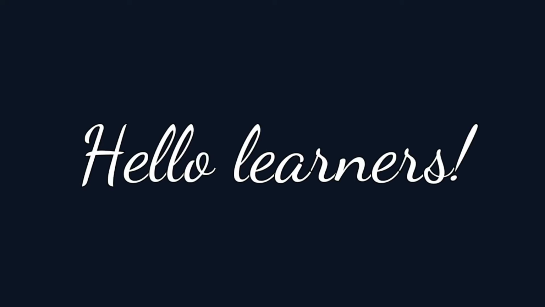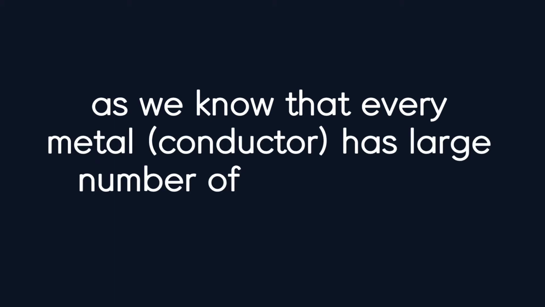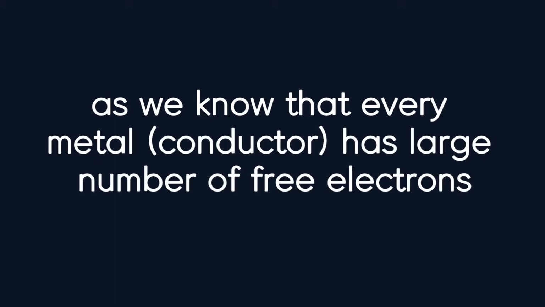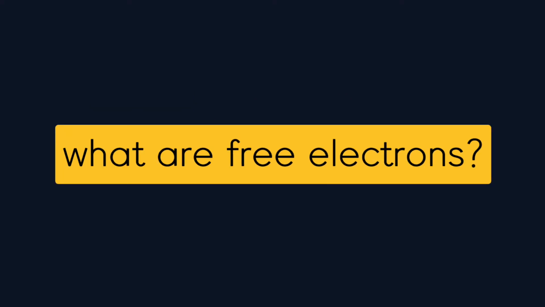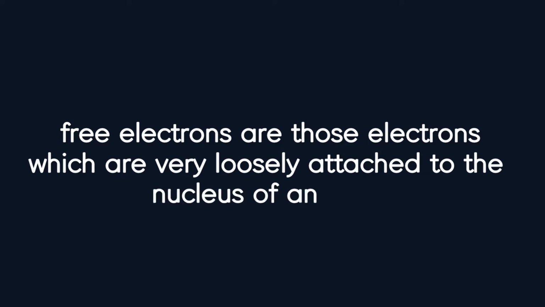Hello learners, today we will be discussing how current conduction happens in metal conductors. As we know, every metal conductor has a large number of free electrons. What are free electrons? Free electrons are those electrons which are very loosely attached to the nucleus of an atom.